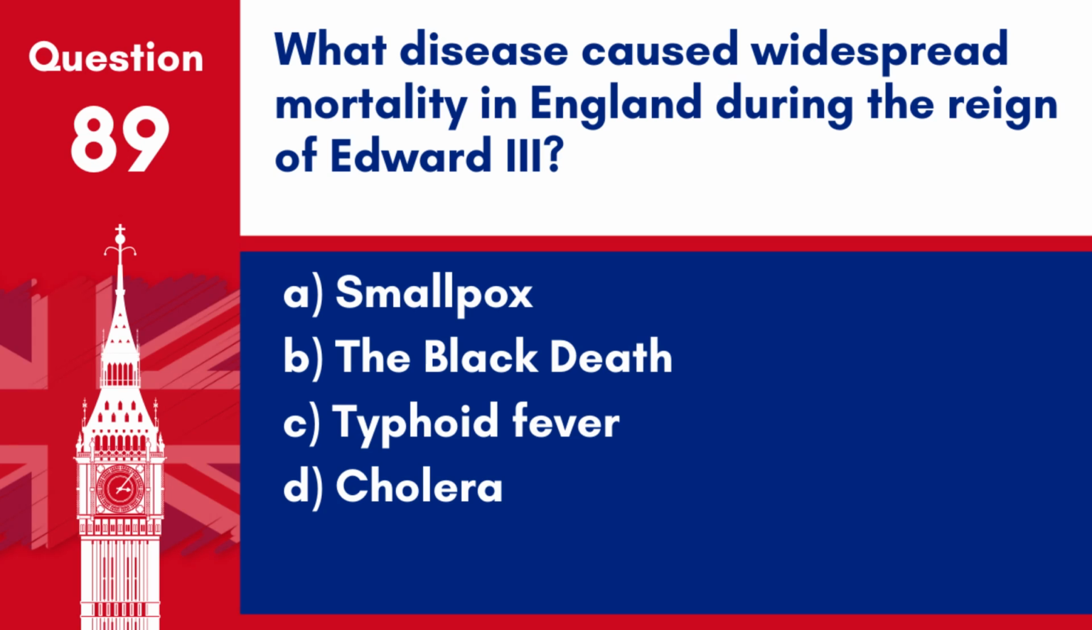Question 89. What disease caused widespread mortality in England during the reign of Edward III? A. Smallpox. B. The Black Death. C. Typhoid fever. D. Cholera. Answer: B. The Black Death. The Black Death caused widespread mortality in England during the reign of Edward III.